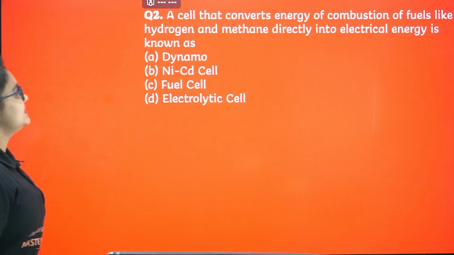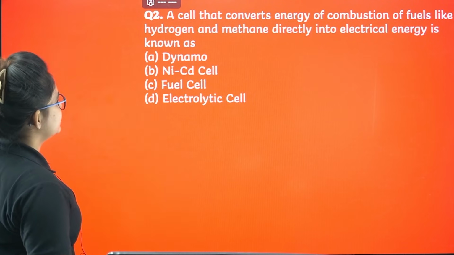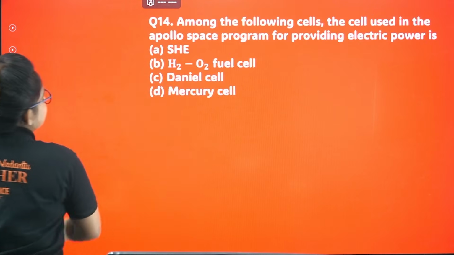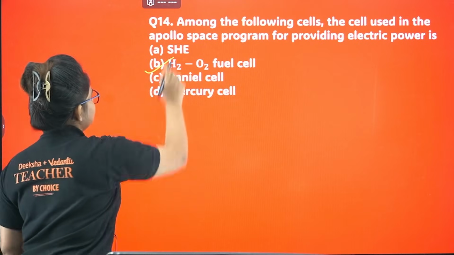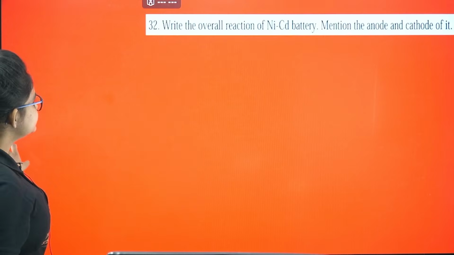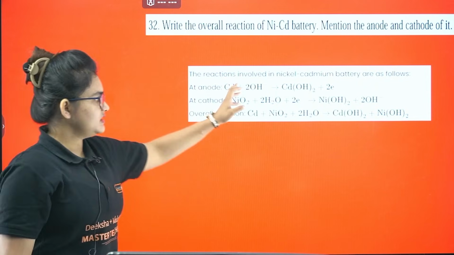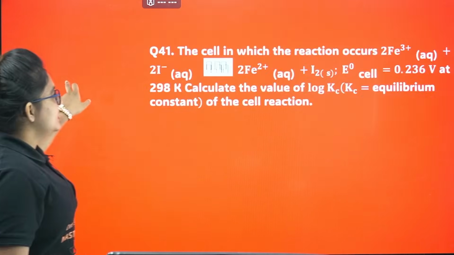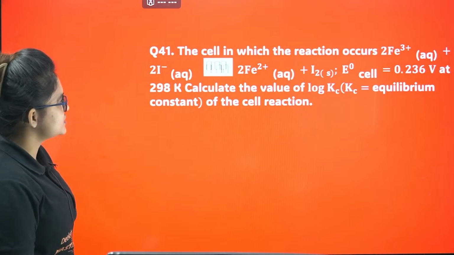Okay, first question: a cell that converts energy of combustion of fuels like hydrogen and methane directly into electrical energy, that is basically a fuel cell. Next, among the following cells, the cell used in Apollo space station, H2-O2 fuel cell. Next, write the overall reaction of the nickel cadmium battery. Here you can see this is the anode reaction, cathode reaction and overall cell reaction.